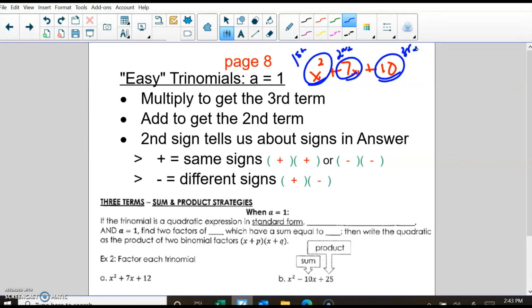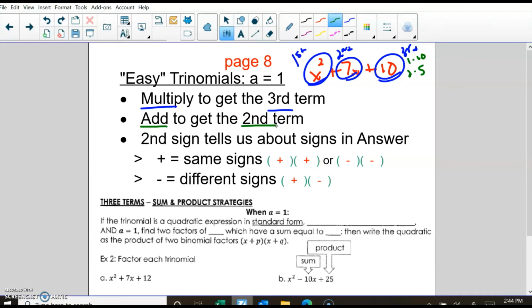And so our goal is to multiply to get the third term. So we're trying to multiply to get 10. So things like 1 times 10, 2 times 5. Both of those, 1 times 10 and 2 times 5, multiply to give you 10. Again, this is an Algebra 1 topic that you should already know how to do, so this should be a reminder. We're trying at this point to add to get the second term.